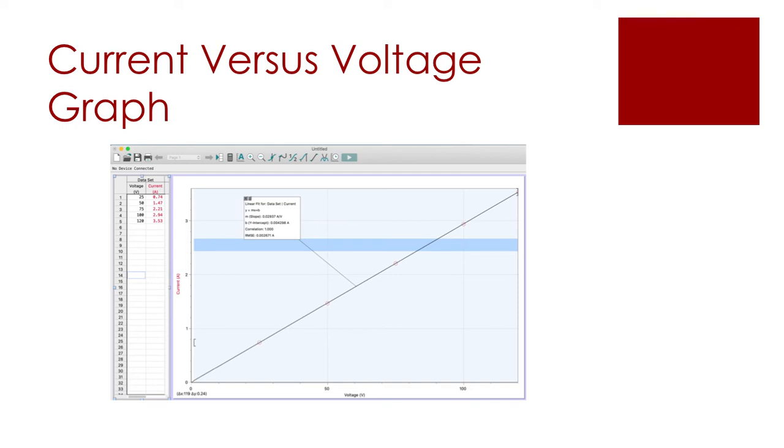In my graph, you can see that I have a linear relationship. Actually, it's directly proportional, and I can say that because it's a straight line that goes through 0, 0. And since this relationship isn't changing at all, as you can see with the straight line, that means I'm going to be able to have a constant resistance.